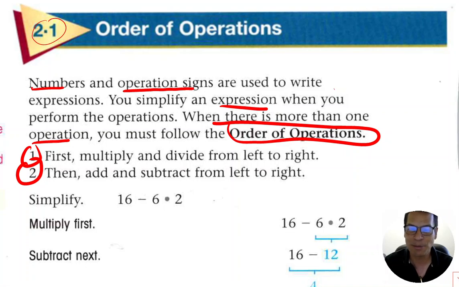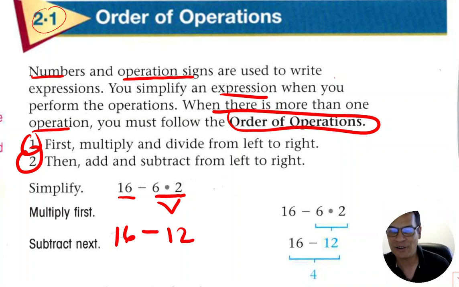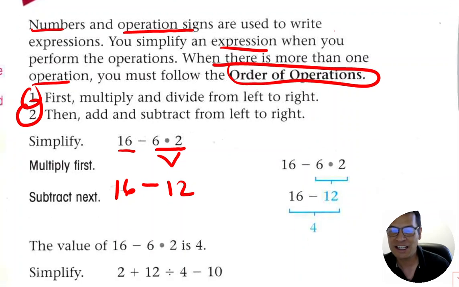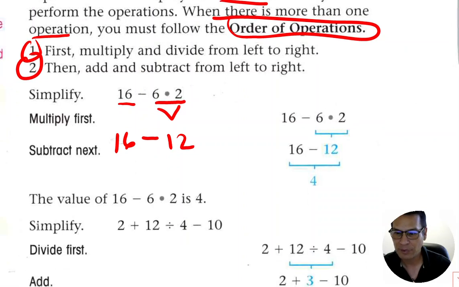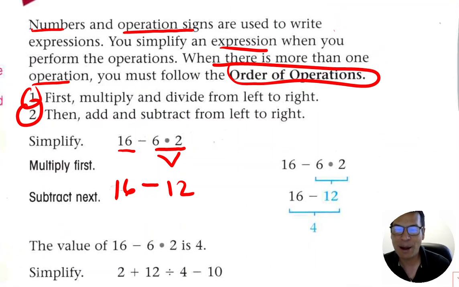So if we're looking at simplifying 16 minus 6 times 2, well, first in order of operations is multiply from left to right. So I've got to multiply 6 times 2. Well, that's 12. And then I'm just going to bring my 16 minus down. And I end up with 16 minus 12 because 6 times 2 is 12, right? So then we end up with 16 minus 12, and that equals 4.